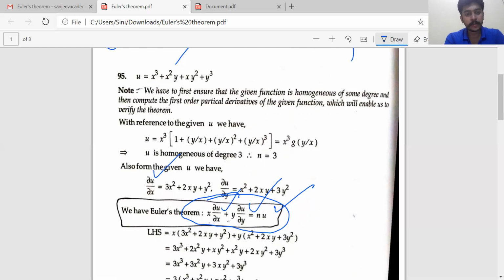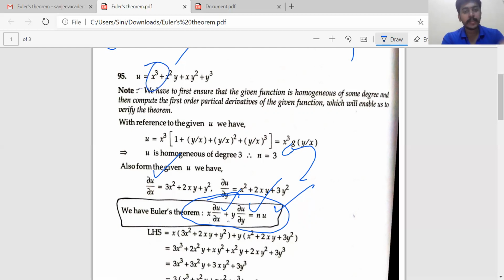Partially differentiate with respect to x. In the above thing, you have just taken x cube common and everything. That is nothing but to find n, the degree. We don't have any confusion for finding out the partial differentiation. X cube differentiation is what?